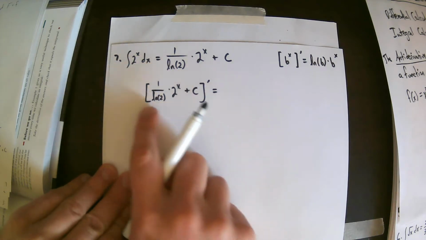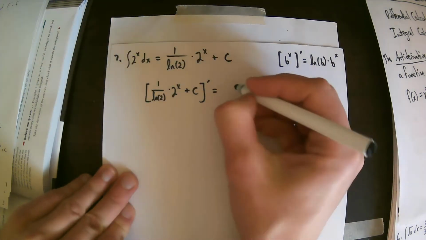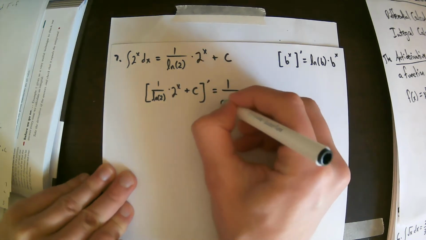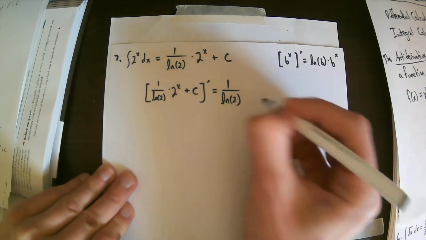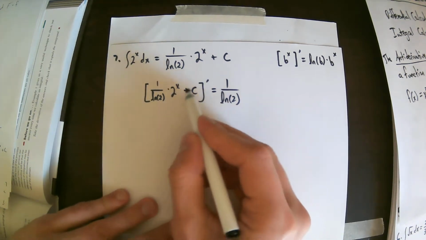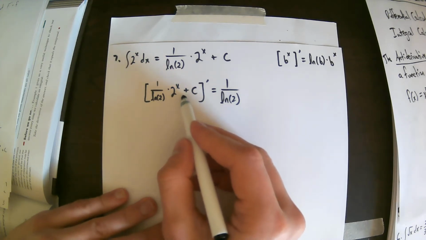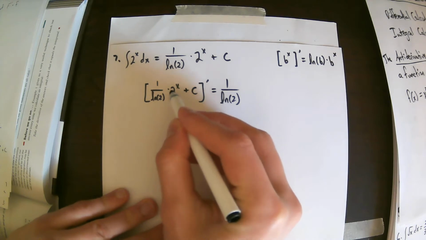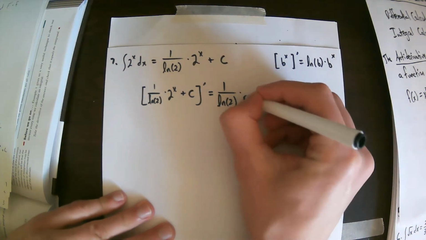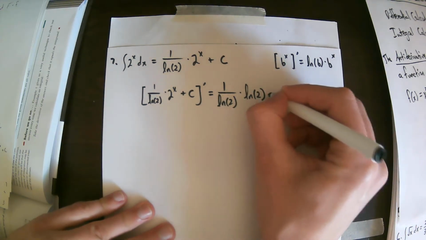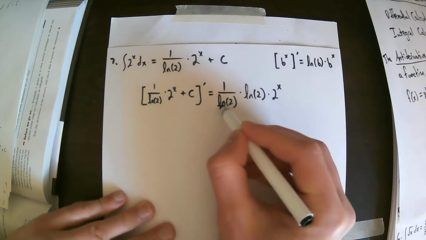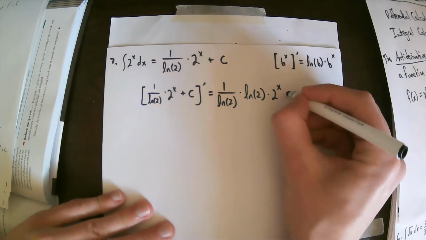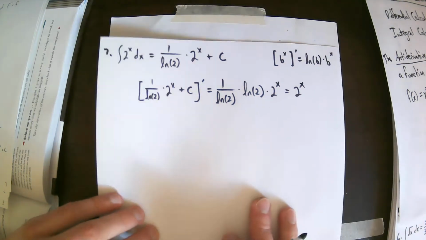Because what's the derivative of this? Well, 1 over ln of 2 is just a constant that's attached by multiplication to the function of x, so it just gets carried along. Whereas plus c is a constant attached by addition, so it just gets dropped. Now, what's the derivative of 2 to the x? Well, it's ln of 2 times 2 to the x, and you see how these will cancel, leaving me with 2 to the x.